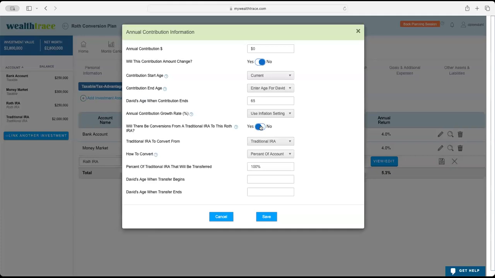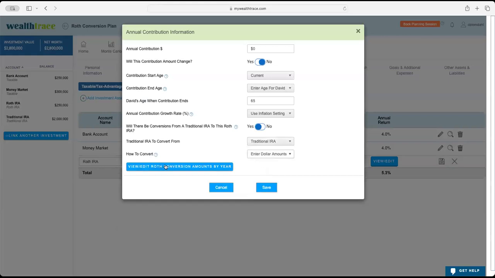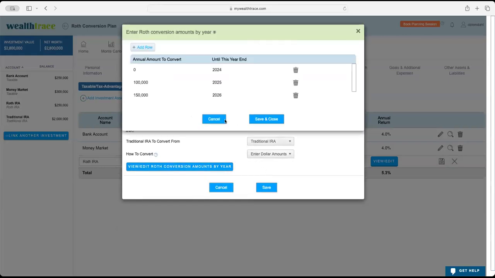The first step is to select which IRA you will be converting from. We only have one traditional IRA in this plan, which is the IRA for David. So we have that selected already. And instead of selecting to convert a percent of the account, we're going to select to enter dollar amounts, which you can do right here. And then you click on this button, and in here you can add a row and indicate how much you will be converting and for how many years.